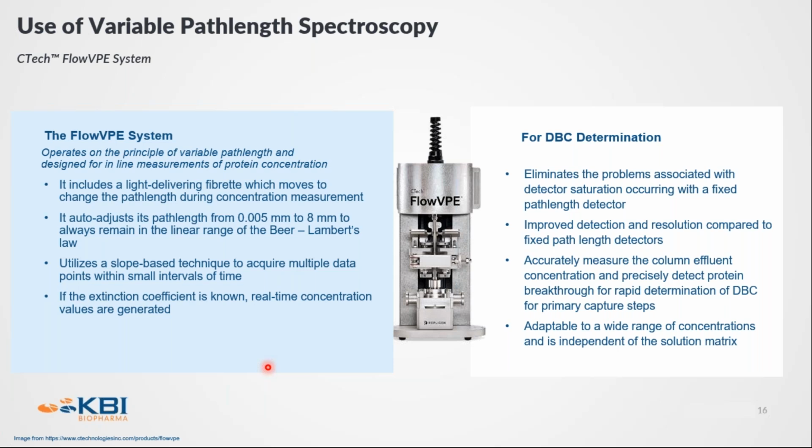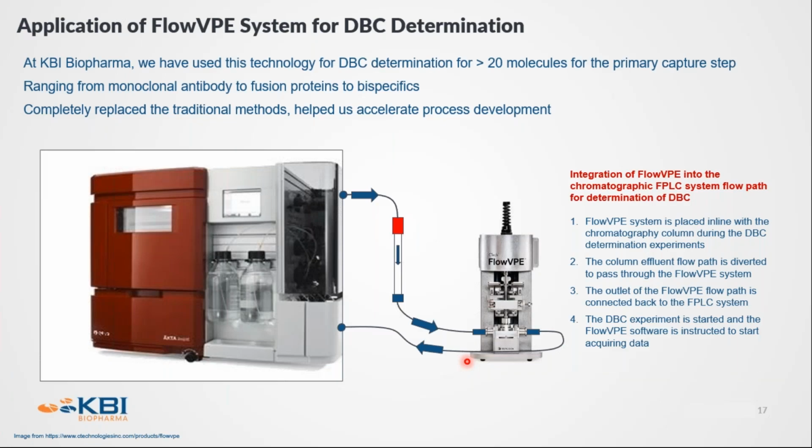Now, how have we applied this for DBC determination? Since our major problem was the oversaturation of the fixed path length detection, we have implemented this with our FPLC systems in such a way that we get real-time concentration of our effluents, and we plot our breakthrough curve immediately after our experiment is done. So this is how we have applied the FlowVPE system for the DBC determination of the protein A step.